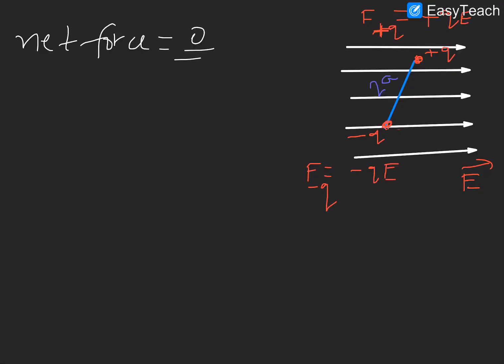So in this case also there will be a net torque, because the forces are acting at different points, the line of action is different. So even though net force is 0, there will be a net torque. We want to find the net torque. So that, in 11th you studied, torque is equal to force into perpendicular distance.